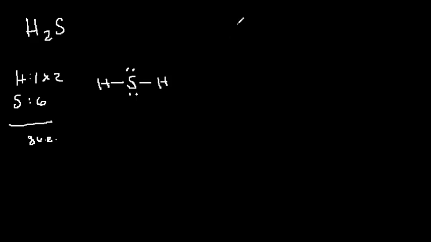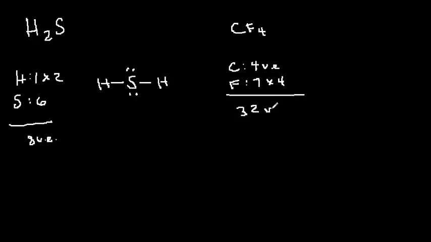The last one is CF4. Carbon gets 4 valence electrons. Fluorine gets 7, but we know that there's 4 of them. 7 times 4 is 28, plus these 4. This is 32 valence electrons. What goes in the middle? Well, it's got to be carbon, because it's the least electronegative. Also, carbon's pretty much always in the middle.